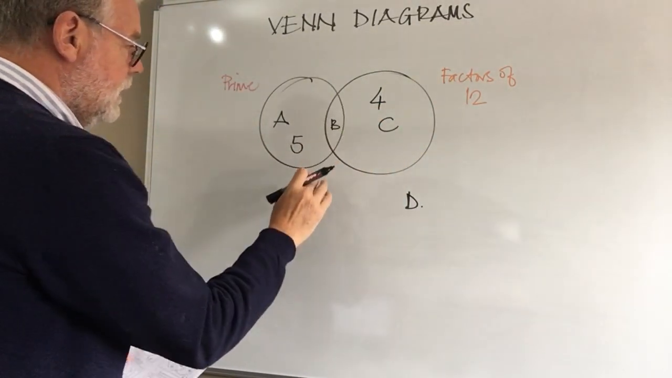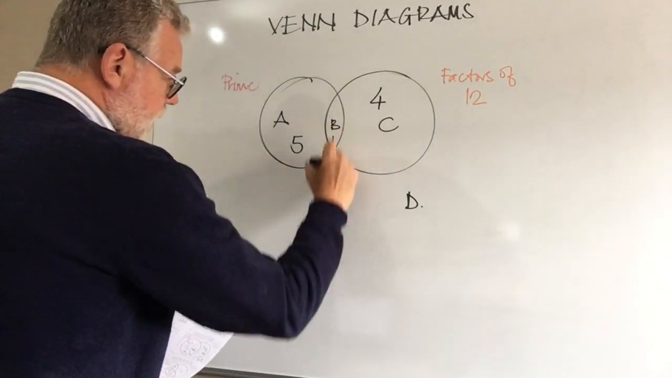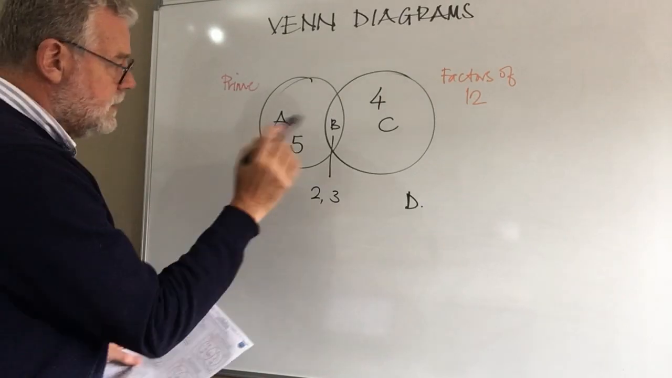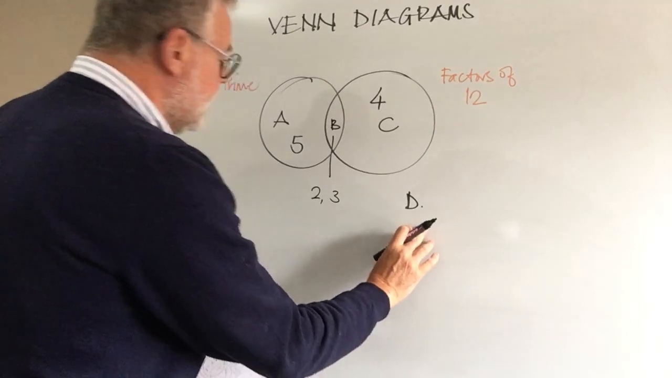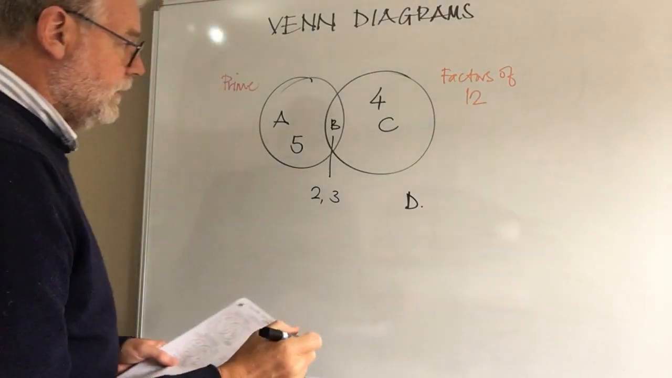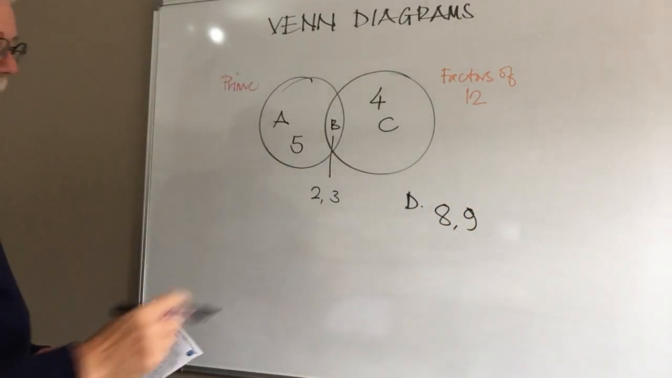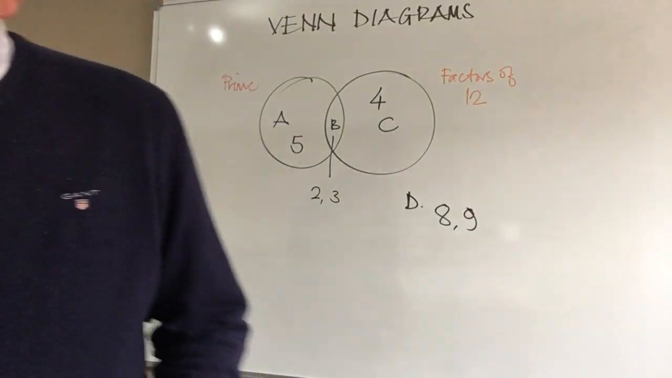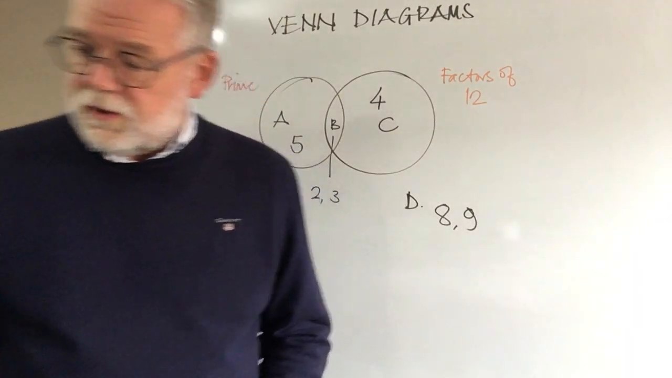Now, what about in here? It's got to be prime, and it's got to be a factor of 12. So what we could have in region B is the number 2 or the number 3, couldn't we? Because 2 is a prime number and a factor of 12, and 3 is a prime number and a factor of 12. Now, what about the region here? In other words, what number could we think of that doesn't fit any of these categories? Well, we could have, for instance, the number 8 or even the number 9. Neither of them are factors of 12, neither of them are prime numbers, okay? So in its simplest form, that's what a Venn diagram presents us and what it challenges us to think about.